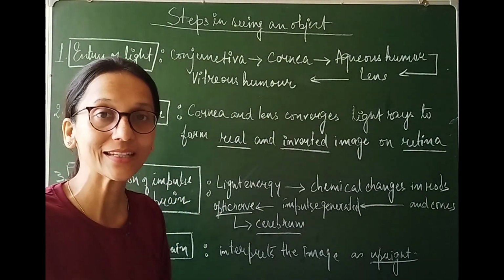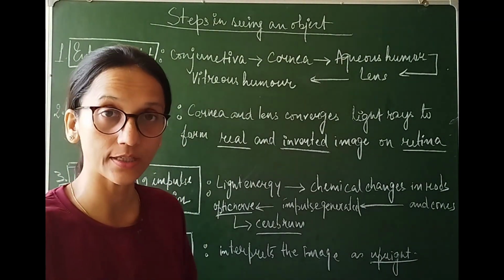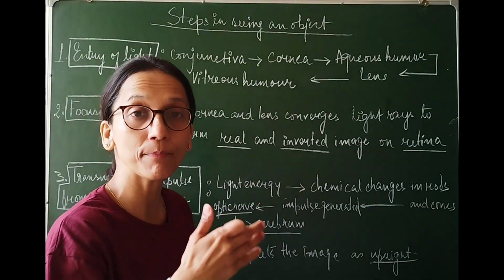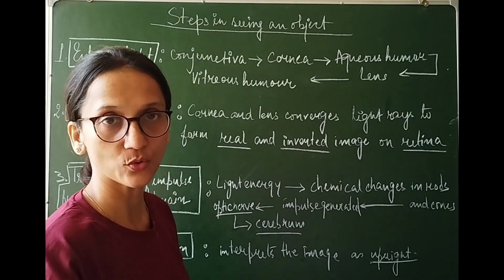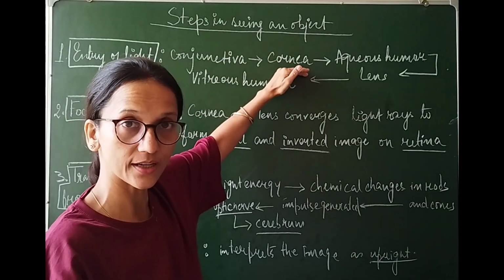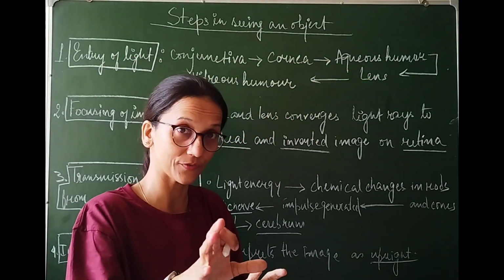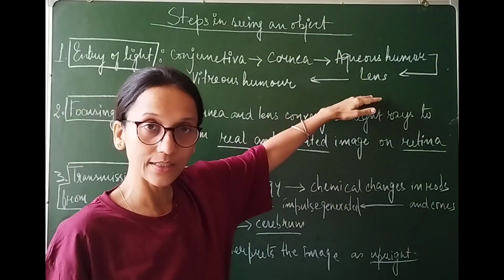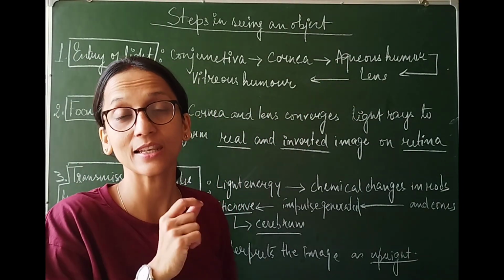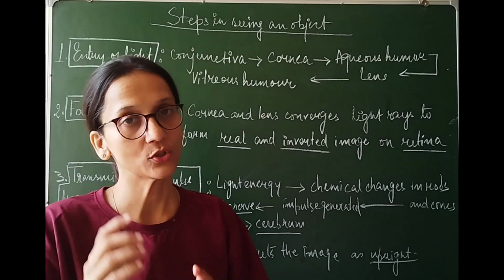So how is this light entering into your eyes? Before this, you must know what the various layers are that the light will pass through while entering your eyes. Number 1, the conjunctiva. After the conjunctiva is the cornea, then the aqueous humor, which is the first fluid before the lens, and then the lens, and after the lens it is the vitreous humor. So these are the different layers that the light will have to travel through to reach your retina.